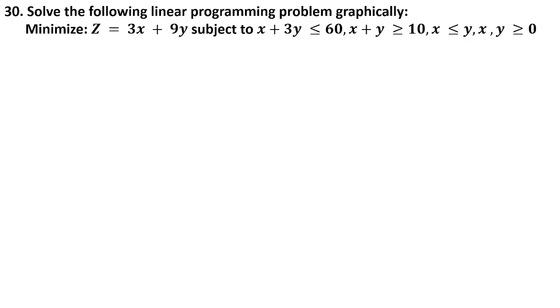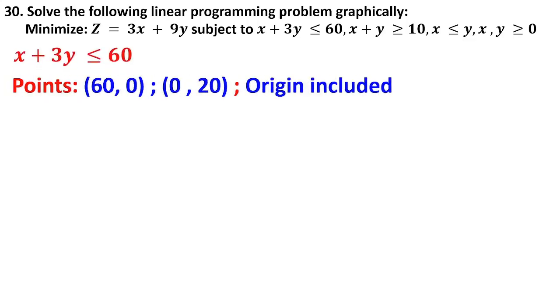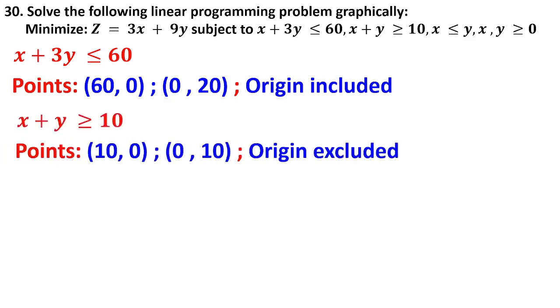Now we are getting a linear programming problem. Solve the linear programming problem graphically. Let us take the first equation, x plus 3y less than or equal to 60. The points are 60, 0 and 0, 20 by putting y is equal to 0 and x is equal to 0. Origin included. Second one, 10, 0 and 0, 10, origin excluded because it is greater than or equal to 10.